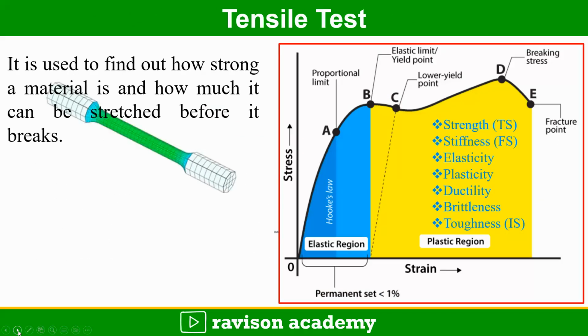So coming to the tensile test, it is conducted to see how much the material is stretched before it breaks. The figure shows the stress strain diagram for the mild steel specimen, where the point D shows the necking and the point E shows the fracture point. From this tensile test, or from the stress strain curve, we can identify the material strength, stiffness, elasticity, plasticity, ductility, brittleness and toughness.